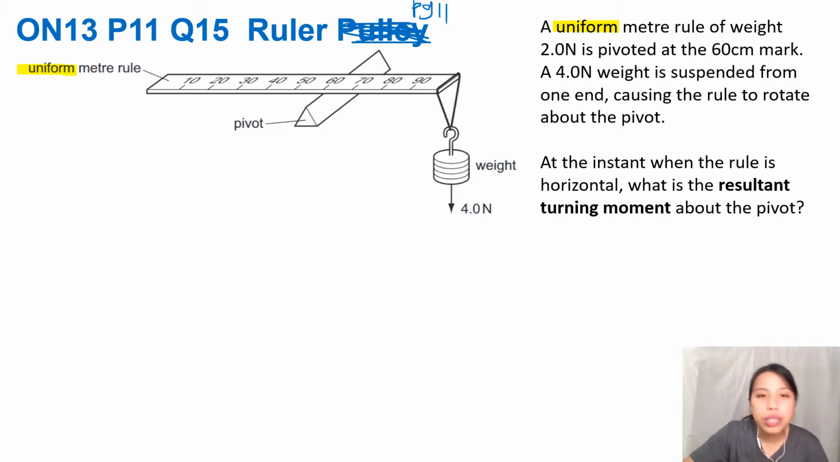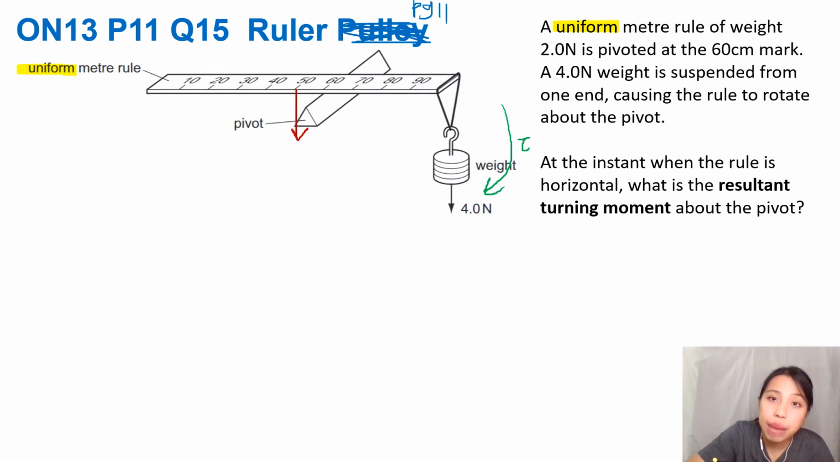So in this one, what's going to cause this ruler to turn? We have a weight hanging there. That weight's going to cause a clockwise torque. That's the resultant turning moment. But wait a second, we have the weight of the ruler from the center of mass. Where's the center of mass? Uniform, so you need to remember that. If this is a 100 cm ruler, the center of mass will be acting at the 50 cm mark.